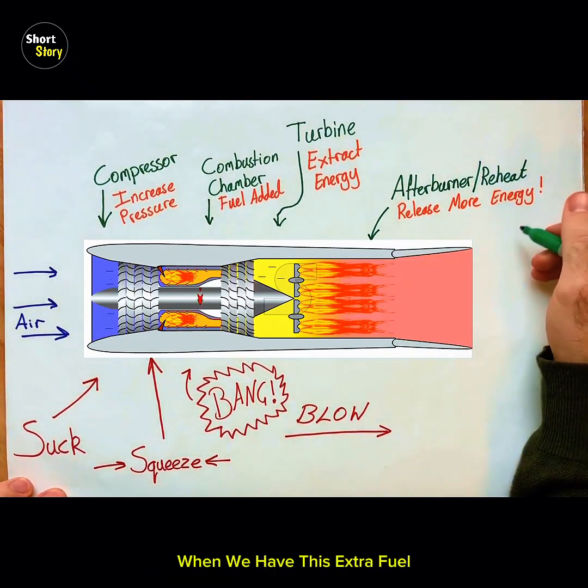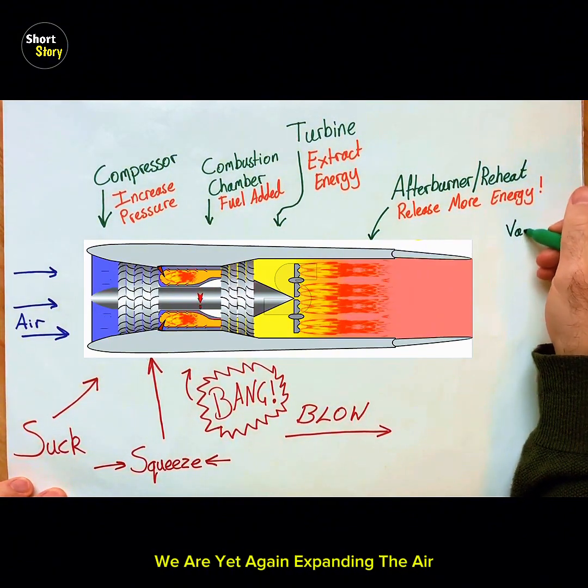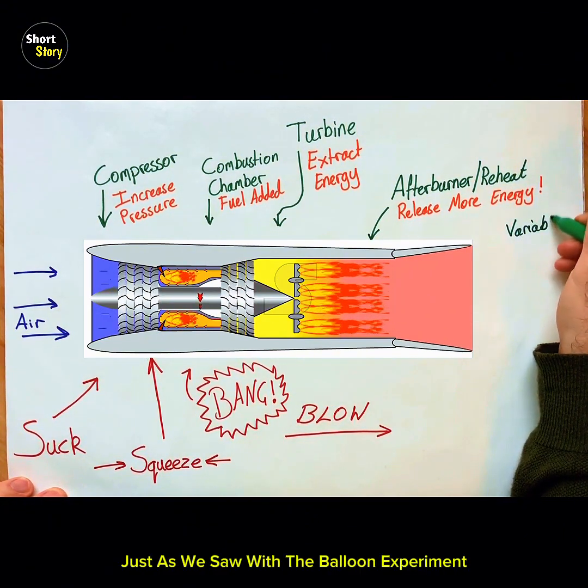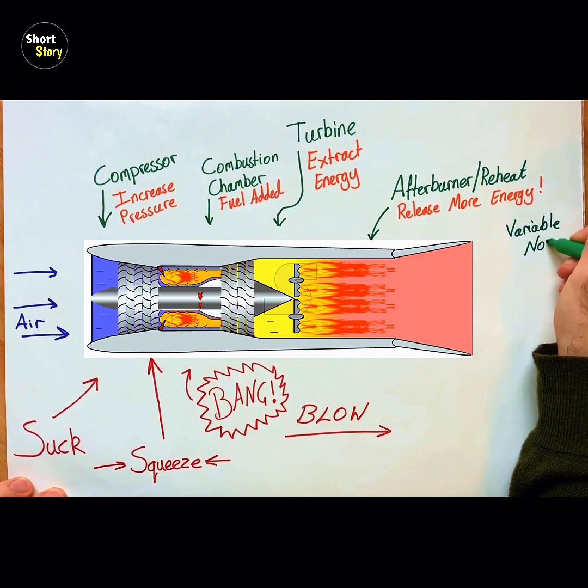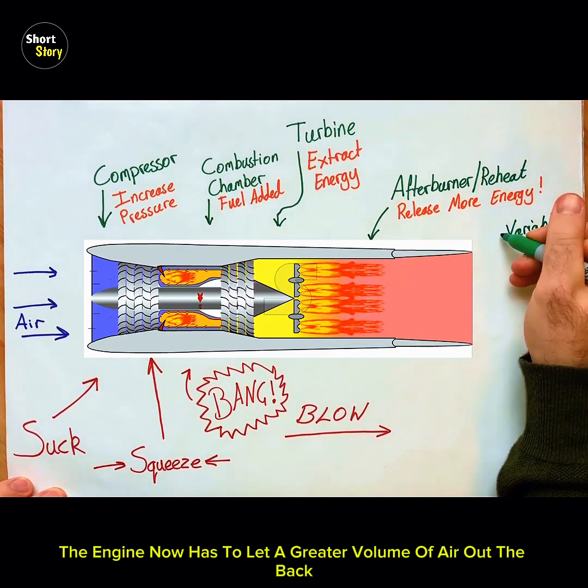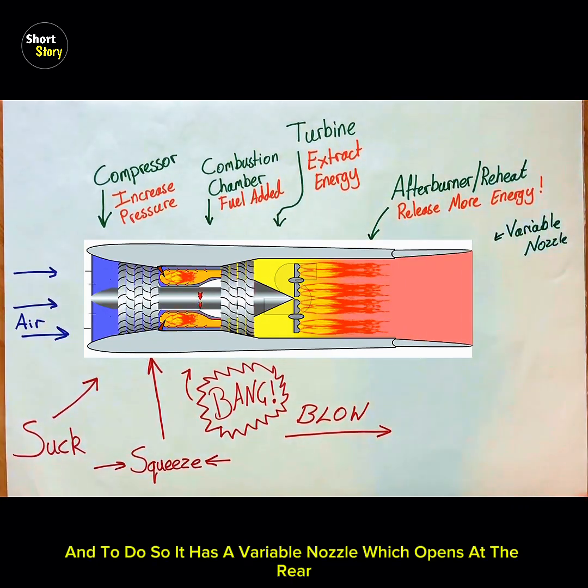When we have this extra fuel, we are yet again expanding the air, just as we saw with the balloon experiment. The engine now has to let a greater volume of air out the back, and to do so, it has a variable nozzle which opens at the rear.